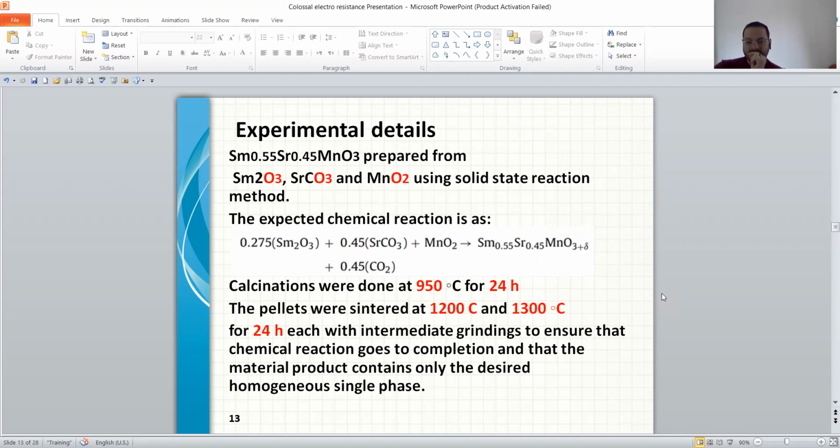Each was for 1 day, with intermediate grindings to ensure that the chemical reaction goes to completion and that the material product contains only the desired homogeneous single phase. This is very important to be sure all of the contents will be a homogeneous single phase. It starts from 950 Celsius for 1 day, and after that we increase the temperature. The pellets were sintered at these two specific temperatures, 1,200 Celsius and 1,300 Celsius, for 1 day.